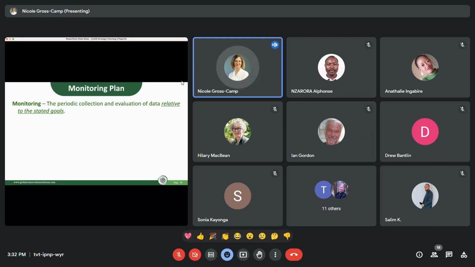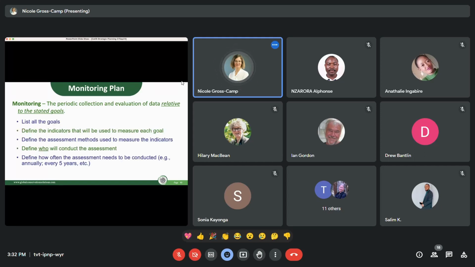You quantify, qualify, you're measuring how you move towards your goals. And affiliated with a goal, you're going to be using an indicator, describing an assessment method, assigning a person to that assessment, and the occurrence of that assessment.